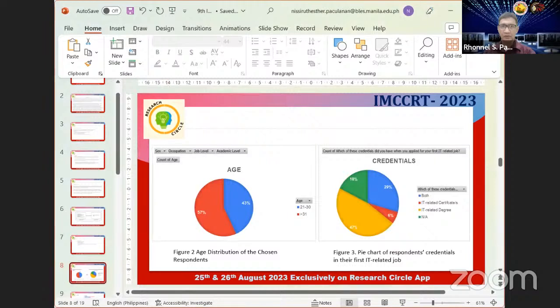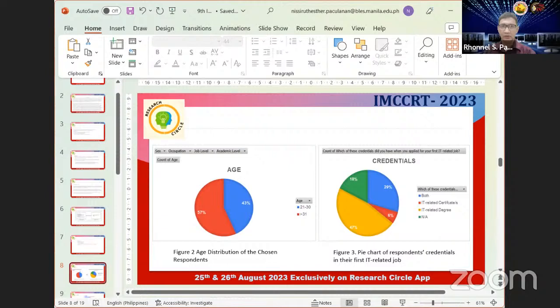Okay, so what you can see on this given diagram is age and credentials. Figure 2, age distribution of the chosen respondents. Regarding the age range of the survey participants, according to the data, 57% of the respondents are above the age of 31, while the remaining 43% are between the ages of 21 and 30. Furthermore, the data reveals that the respondent average is 33 years old.